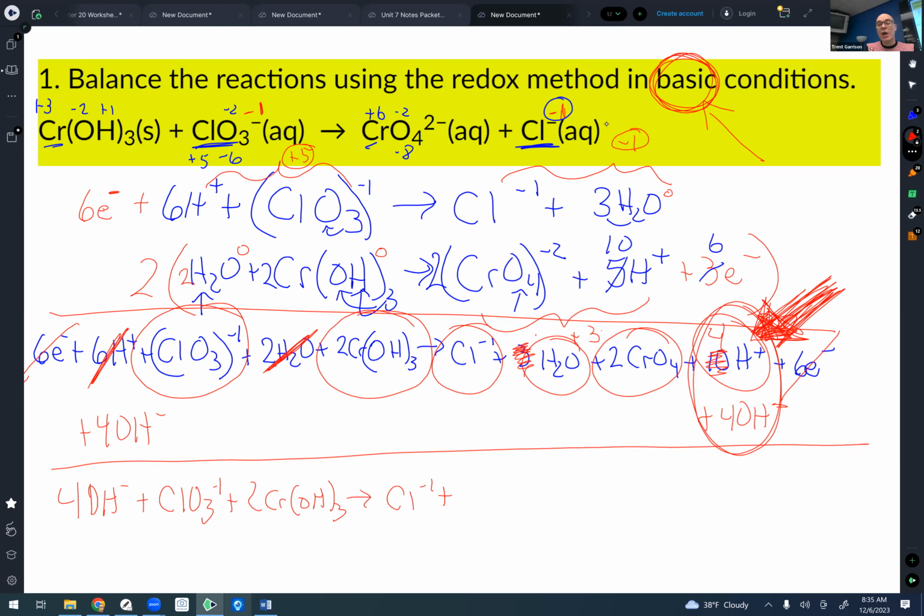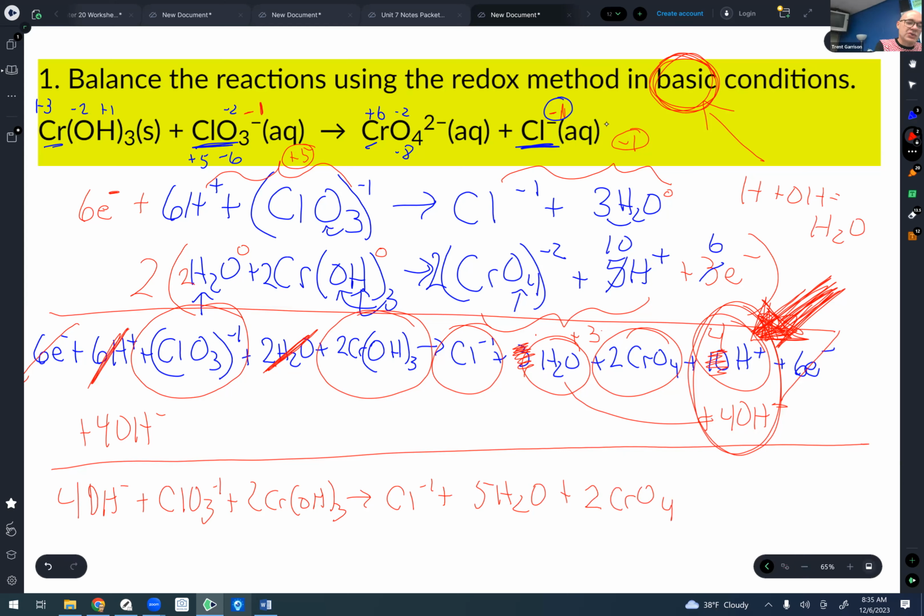Now, notice this. What do you get if you add 4 H's and 4 OH's? What is H plus OH? It's H2O. So we actually end up with 5 waters on the right. And that's it. That's my final answer. So that's not a 4 O over here, by the way. Make sure you know that. That is for OH.